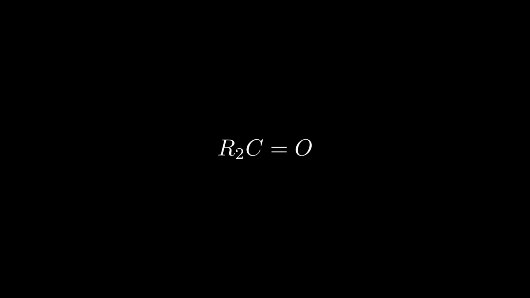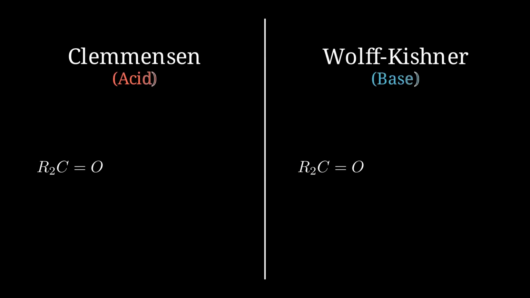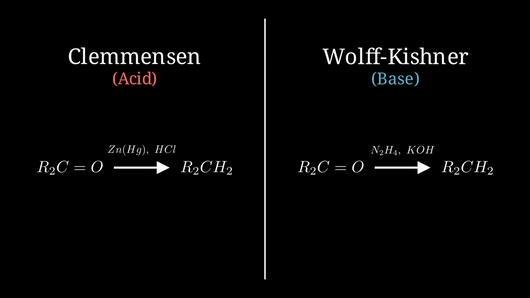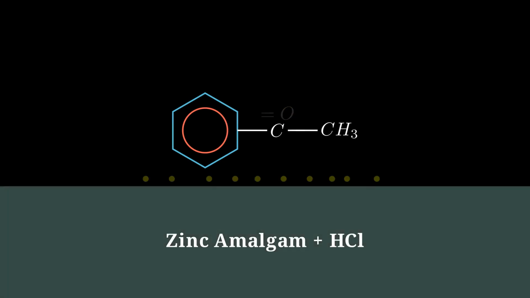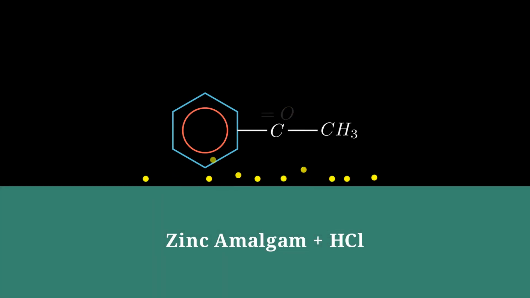If the molecule is acid-sensitive, they might choose the Wolff-Kishner reduction instead, which does the same job but in a basic environment. So the next time you see a hydrocarbon chain that used to be a ketone, think of the Clemmensen reduction. It's a reminder that in chemistry, even the strongest bonds can be dismantled if you provide the right surface and a steady enough flow of electrons.